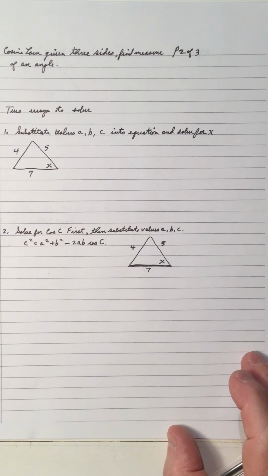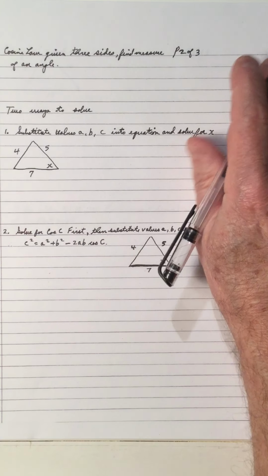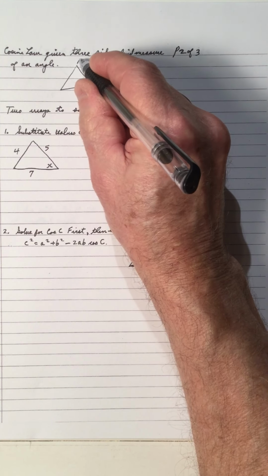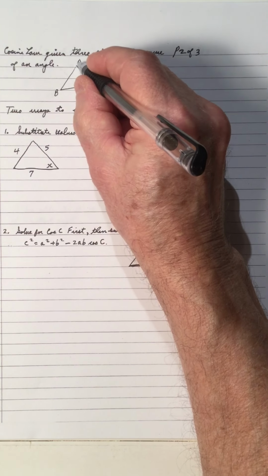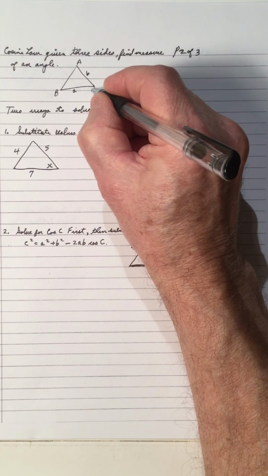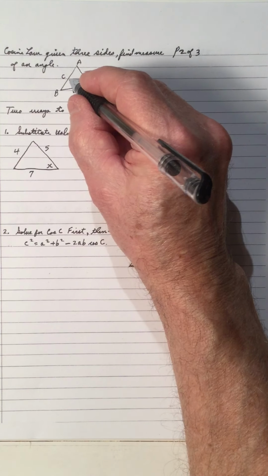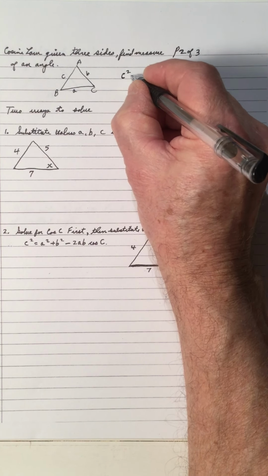The cosine law given three sides of a triangle. Find the measure of an angle. Well, we have a triangle that we'll label as A, B, C. And this is angle A, so this is small a. This is angle B, so this is small b. This is angle C, so that's small c. So we're given these three sides, and I'm going to use the cosine law.